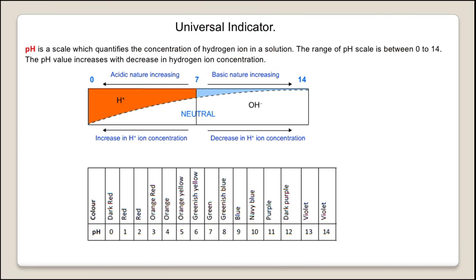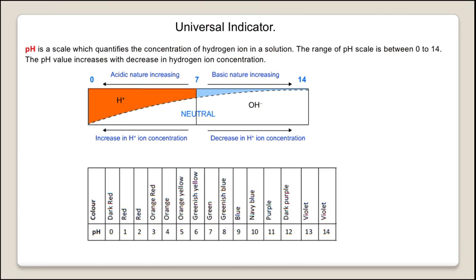So we can say that pH is inversely proportional to H plus ion concentration. The more the pH of a substance, the less H plus, meaning the less acidic that substance will be, and the more basic it will be.